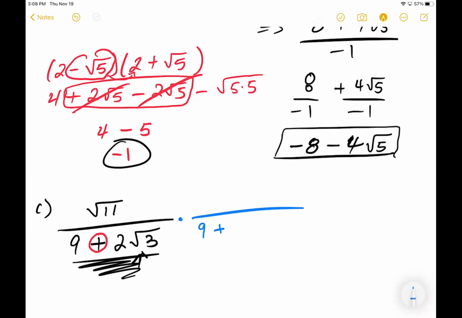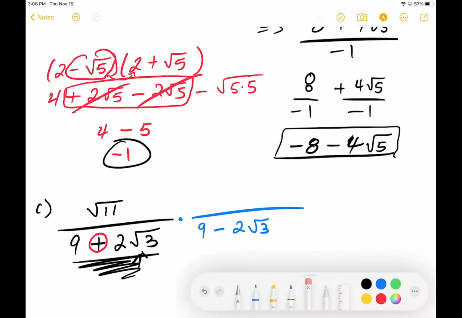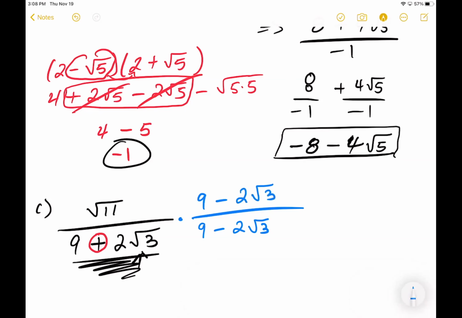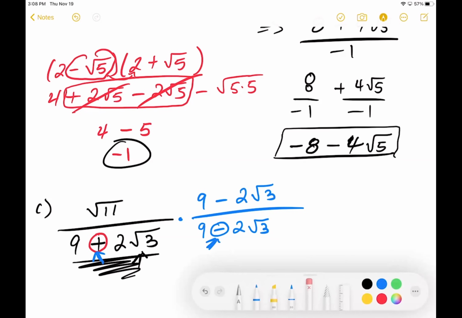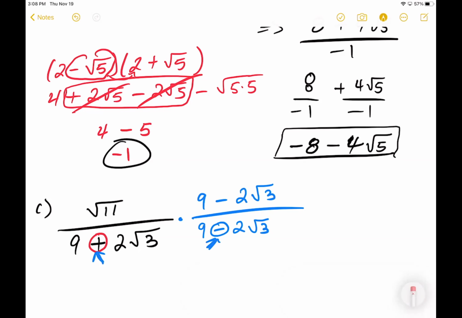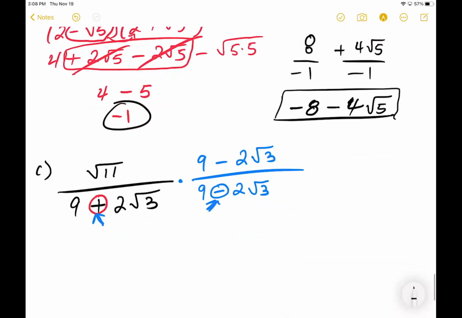Well, the conjugate: everybody see that this is 9 plus, so we 9 subtract. The conjugate is 9 minus 2 square root of 3. If you multiply the bottom by 9 minus 2 square root of 3, then you need to multiply the top by the same item. Okay, so that's our goal. No matter what they give you on the bottom, if there is an addition or a subtraction, we need to multiply by the conjugate.